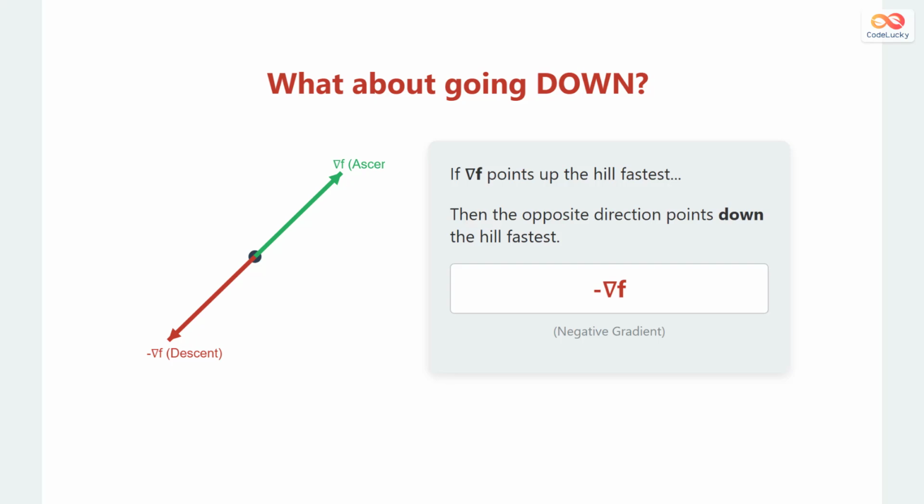Conversely, what if you want to go down the hill as fast as possible? That is the direction of steepest descent. Since the gradient points up, the negative gradient points directly down. It is simply the vector pointing in the opposite direction.